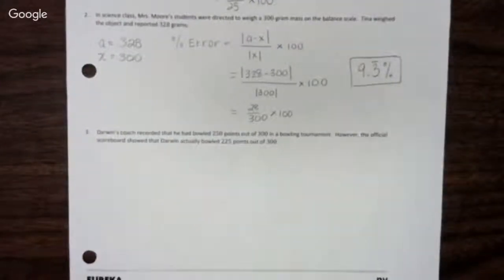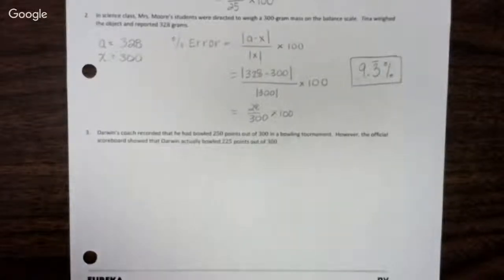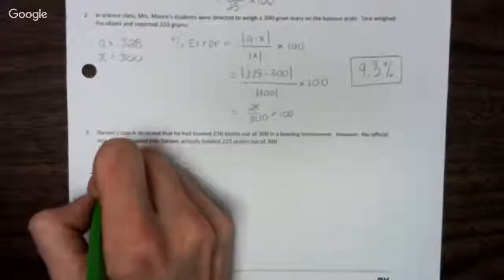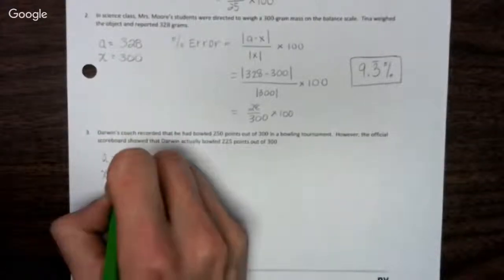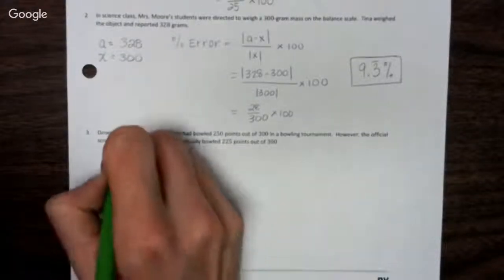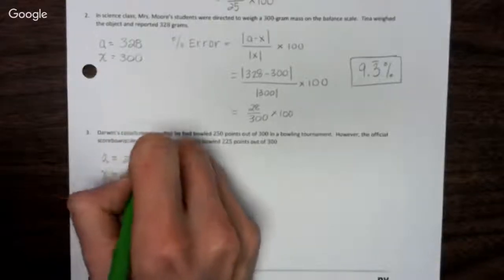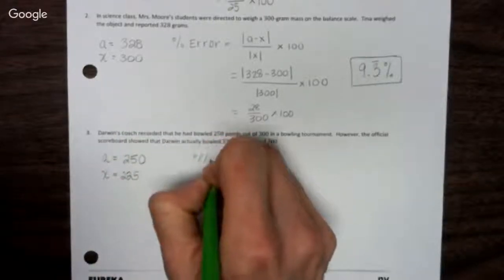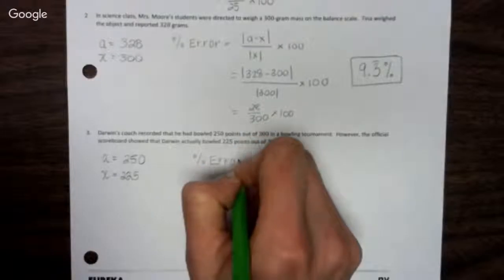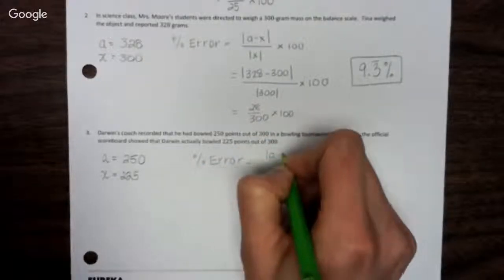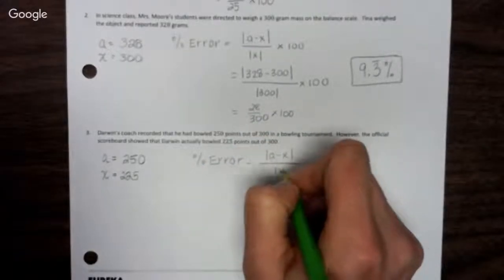All right, last one. Darwin's coach recorded that he had bowled 250 points out of 300 in a bowling tournament. However, the official scoreboard showed that Darwin actually bowled 225. All right, so let's find the error. So we need to know our approximate and our exact. So the exact was 225, but they recorded 250. So percent error is going to be absolute value of A minus X over X.